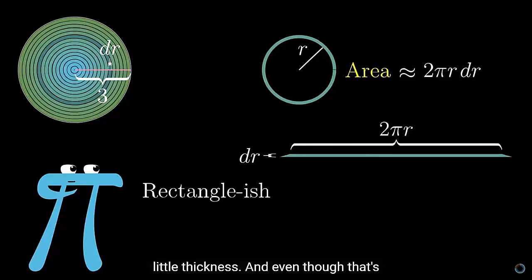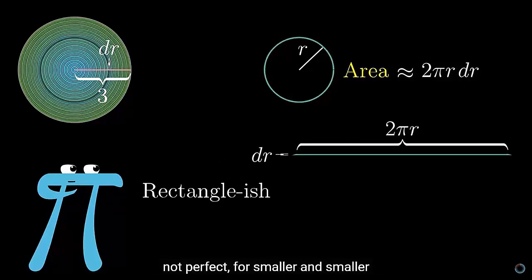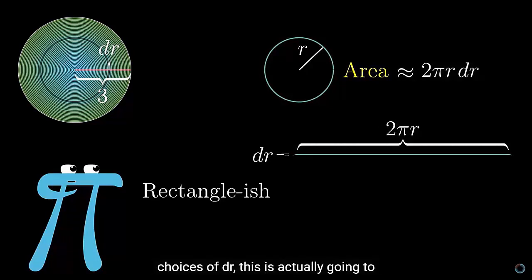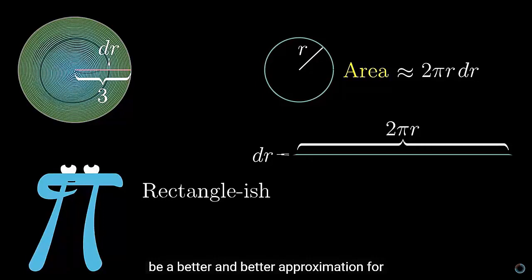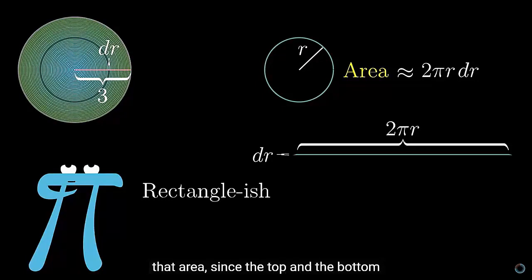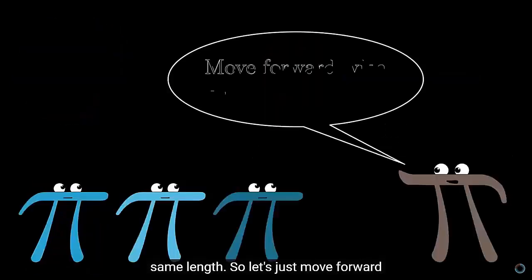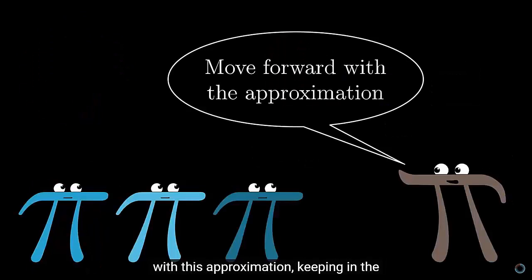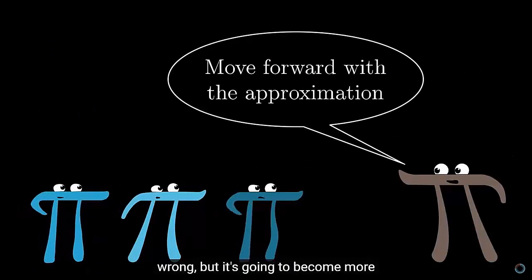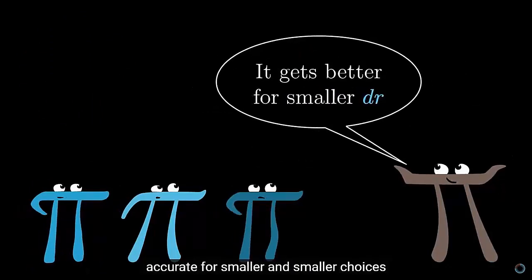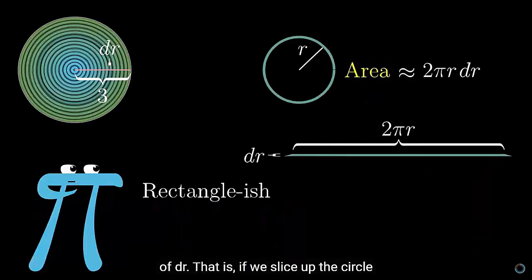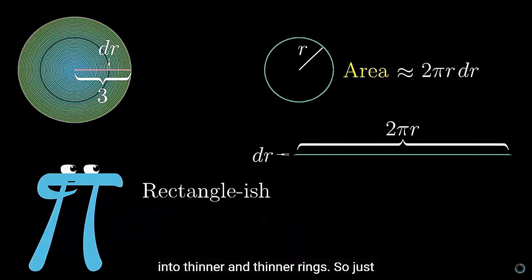the little thickness. And even though that's not perfect, for smaller and smaller choices of dr, this is actually going to be a better and better approximation for that area, since the top and the bottom sides of this shape are going to get closer and closer to being exactly the same length. So let's just move forward with this approximation, keeping in the back of our minds that it's slightly wrong, but it's going to become more accurate for smaller and smaller choices of dr. That is, if we slice up the circle into thinner and thinner rings.